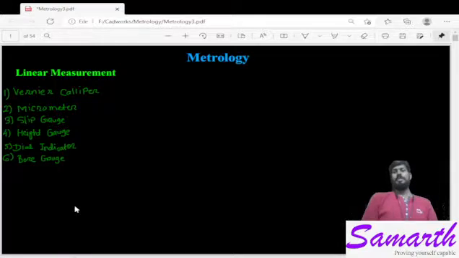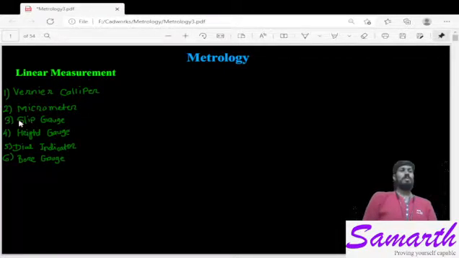Welcome friends. In today's lecture we are going to discuss different methods of linear measurement and angular measurement in the subject of metrology. We'll start with the linear measurements, and in linear measurement we will discuss Vernier caliper in detail as well as the micrometer also.